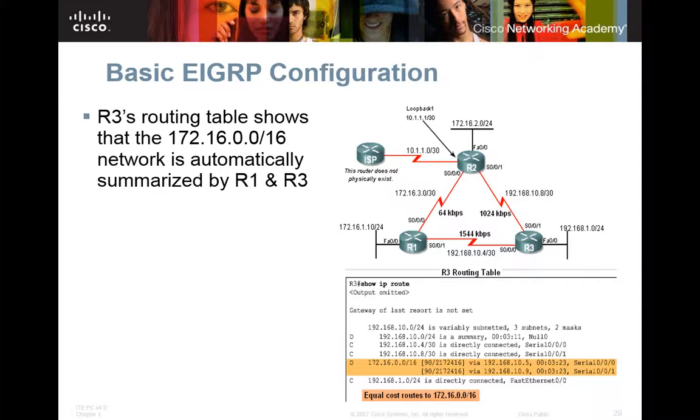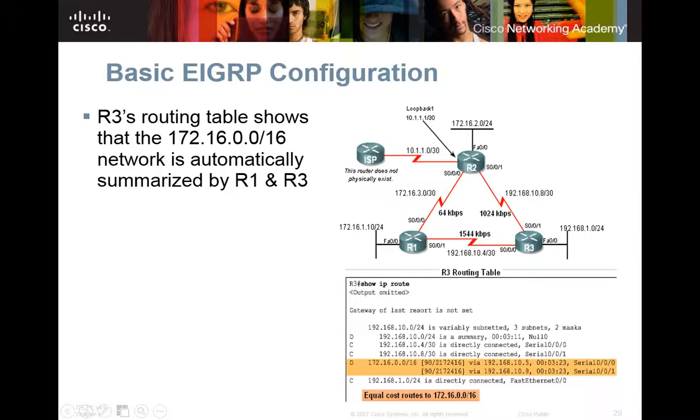R3's routing table will show 172.16.0.0 on the /16 network. The network is automatically summarized by R1 and R3. Okay, R1 and R3, right? Thus now I have this summary right here to Null0. Well, we just talked about null. Anyway, I'm sorry, that's your basic EIGRP.